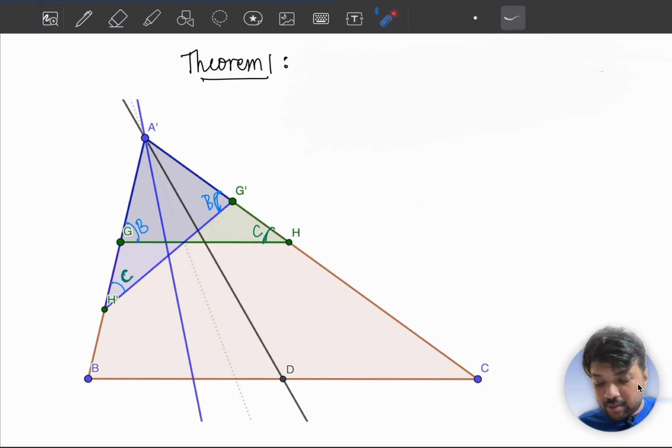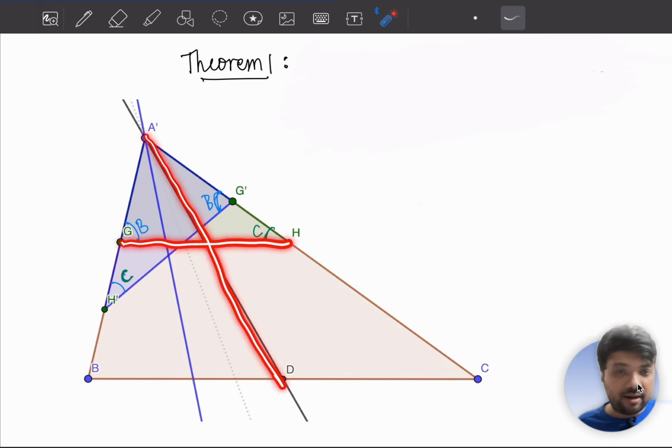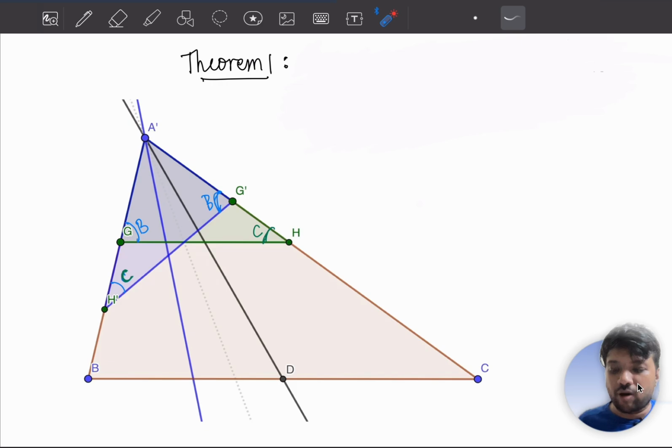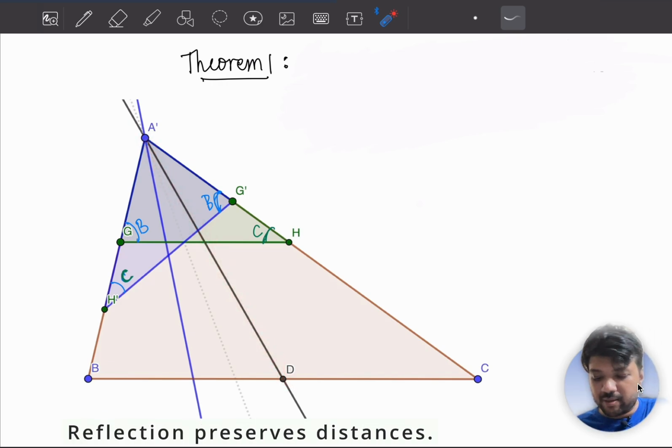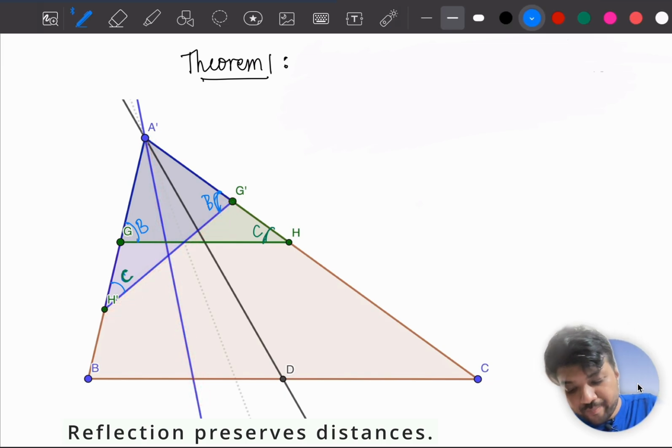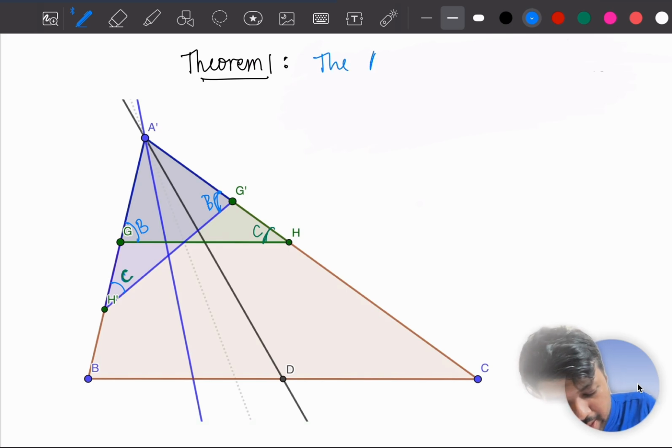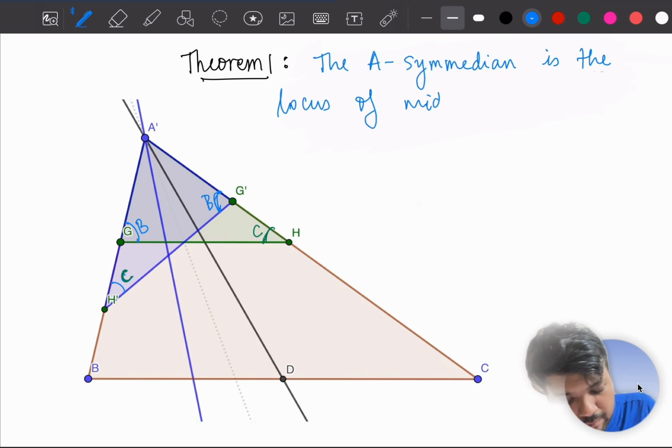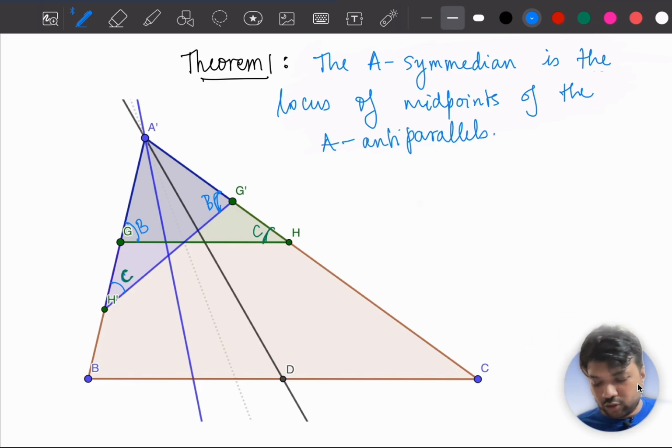All right, now we know that the median always bisects any parallel line segment. That we know. You can get it from the converse of the midpoint theorem if you like. So when you reflect the median about the angle bisector, then the Symmedian will actually bisect the antiparallel. So here's the theorem. The A-Symmedian, if you draw a parallel line to G' H', you again have the A-Symmedian passing through the midpoint of that A-antiparallel. Okay, so the locus is the locus of all the midpoints.